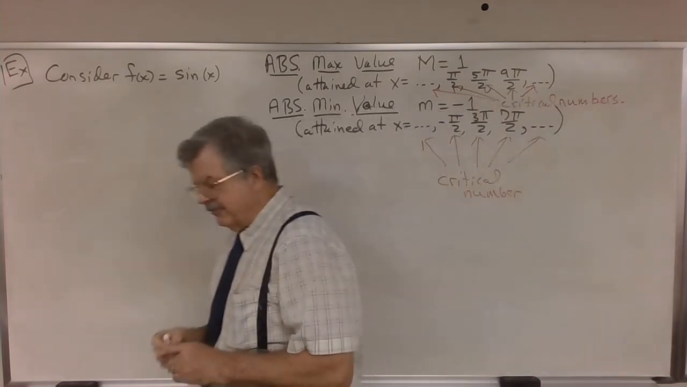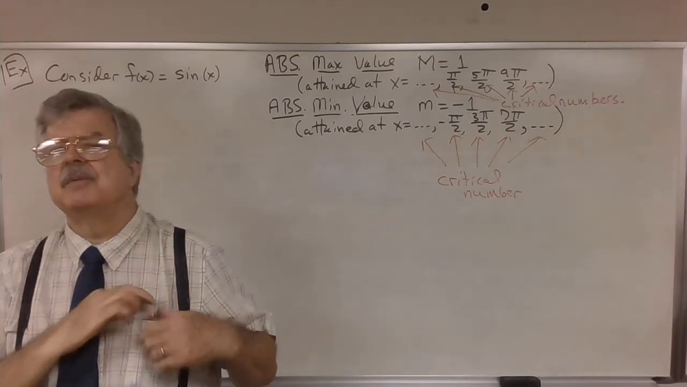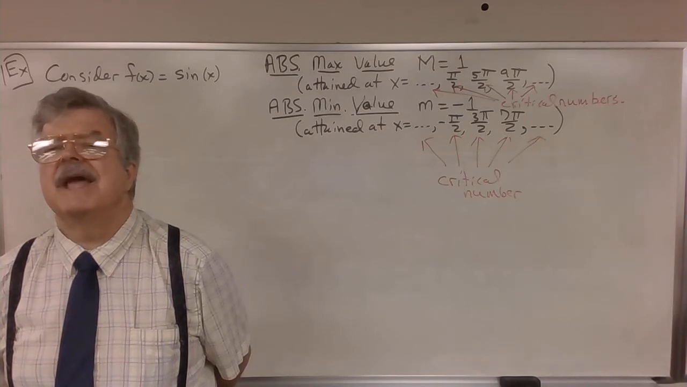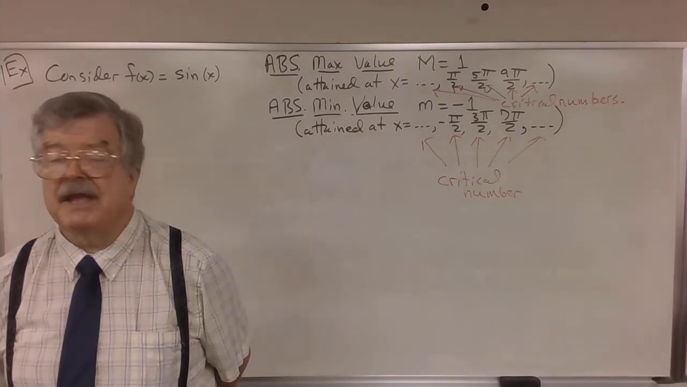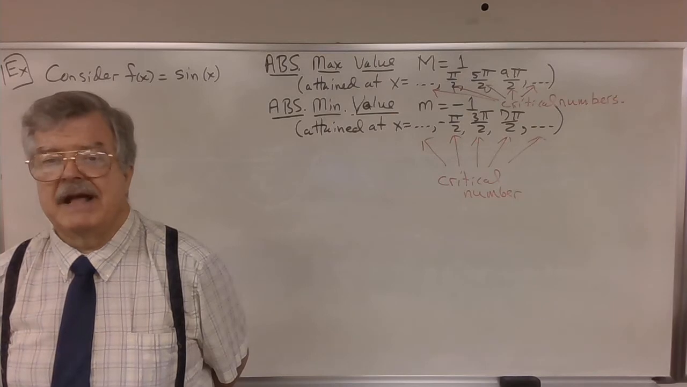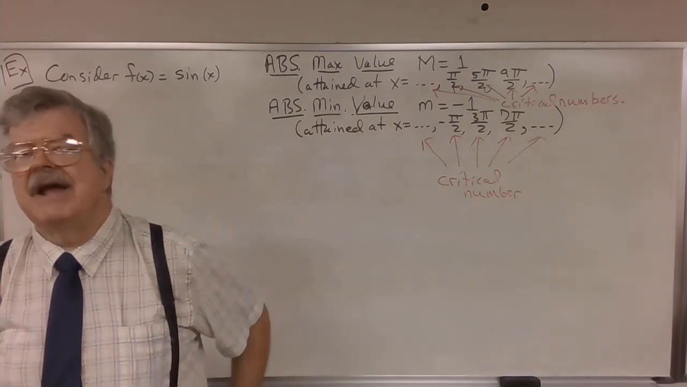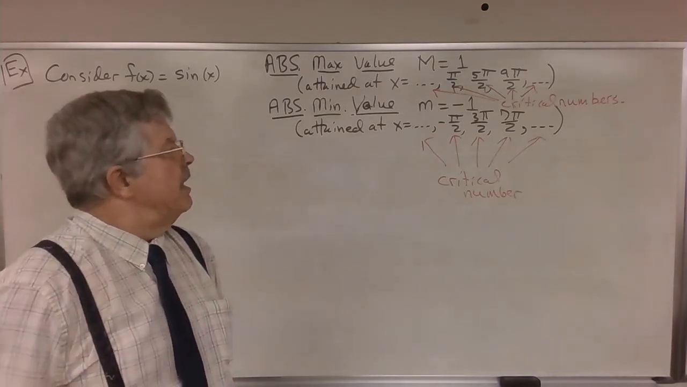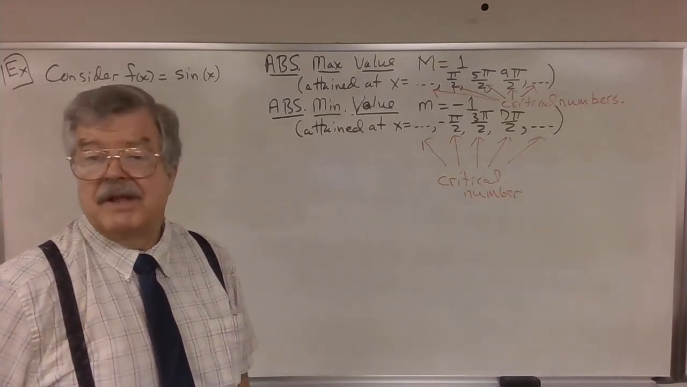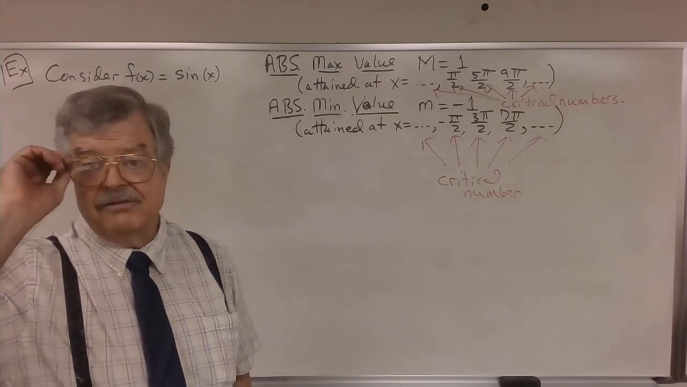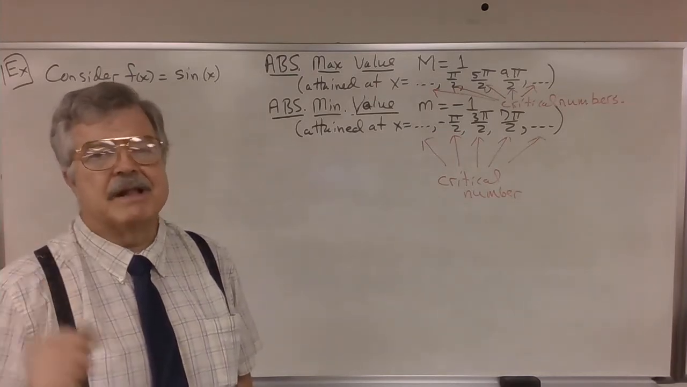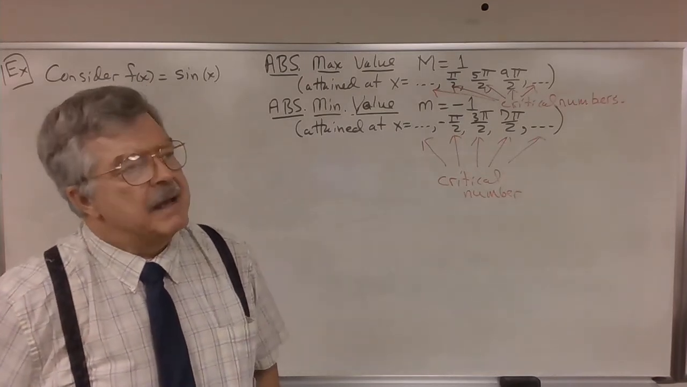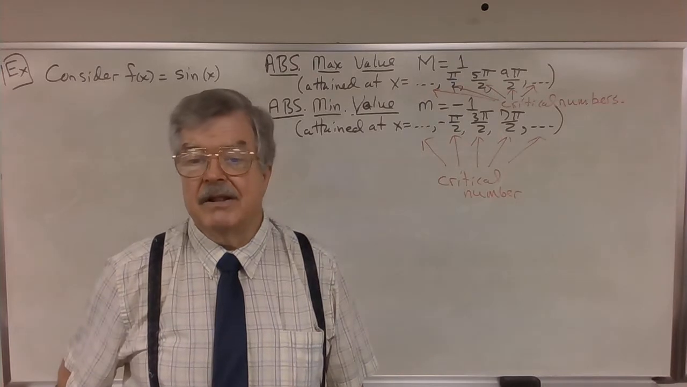And so that means that wherever we have an absolute maximum value attained or an absolute minimum value attained, that point on the graph is also a relative maximum or a relative minimum. So far, every place that we've attained an absolute maximum value has been a relative maximum. Every place where we've attained an absolute minimum value has been a relative minimum.